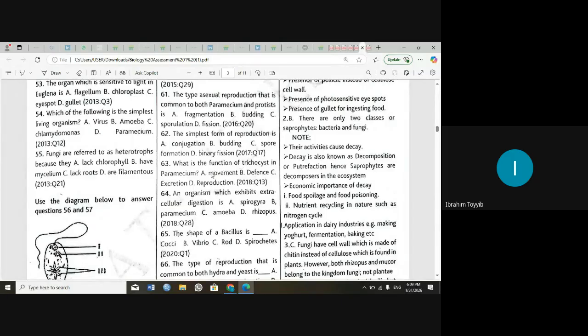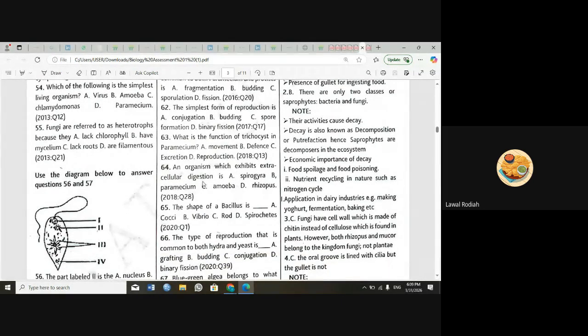What is the function of trichocysts in Paramecium? You should have known that. Defense. An organism which exhibits extracellular digestion is what? Rhizopus. That's very good. Because it's the one that feeds saprophytically on dead decaying organic matter outside.